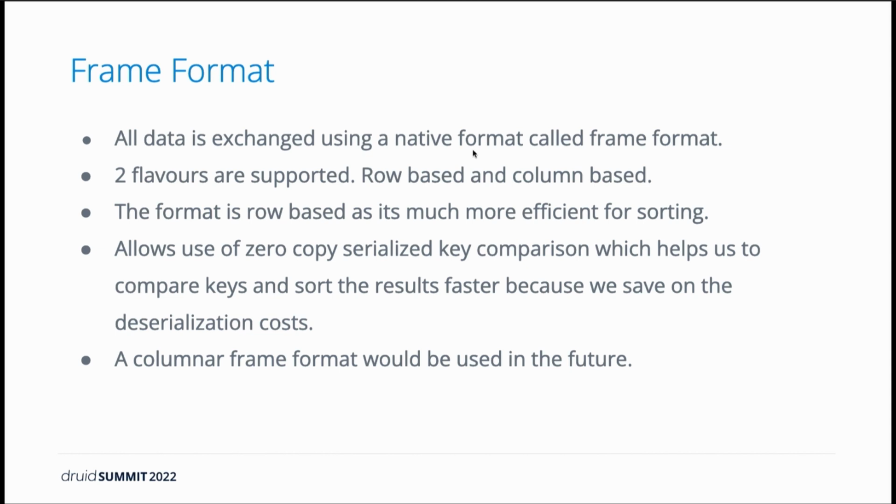Two flavors are supported, row based and column based. The first version was columnar only, but we realized quickly that our primary use case is for sorting, hence the row based format made more sense. In the row based format, it allows us to basically compare serialized keys. This helps in saving the deserialization cost and hence we become much faster. We are thinking of using the columnar format in the future for possibly scan queries. The goal for this format would be to use it across all broker historical communications in the future.